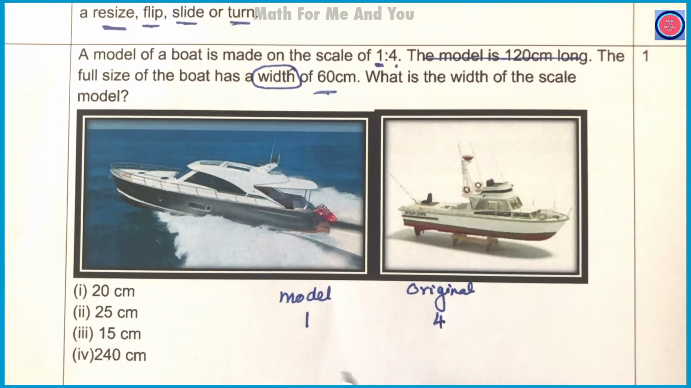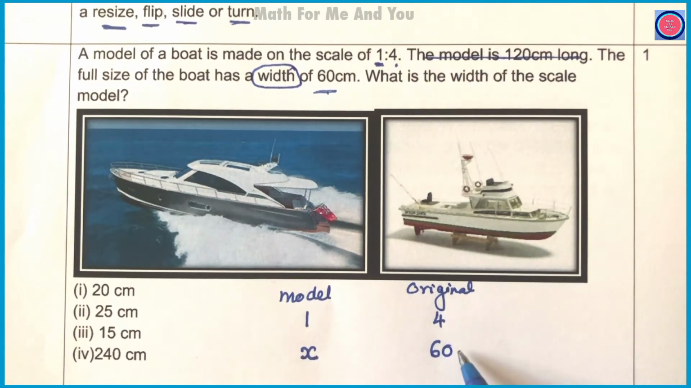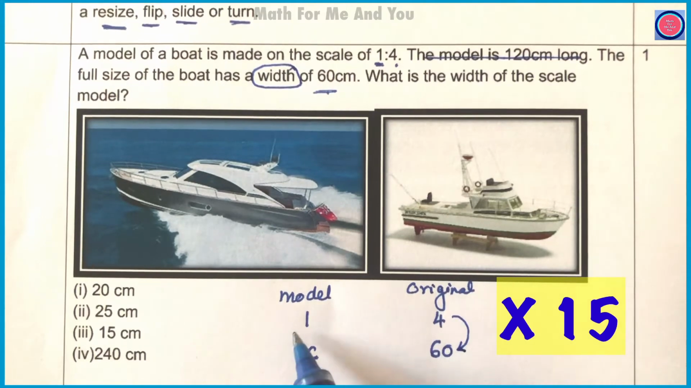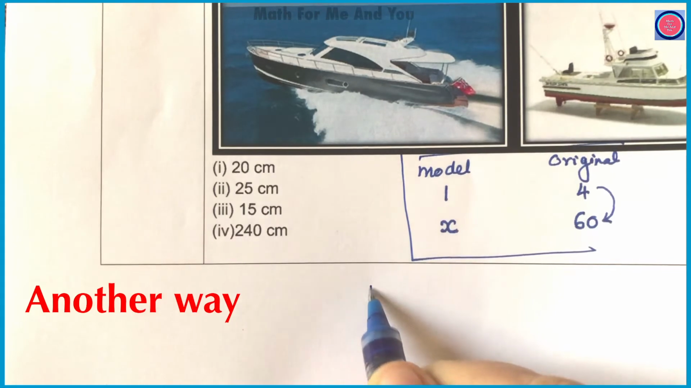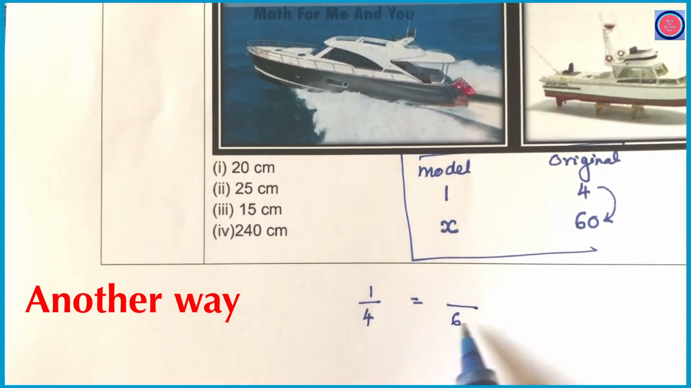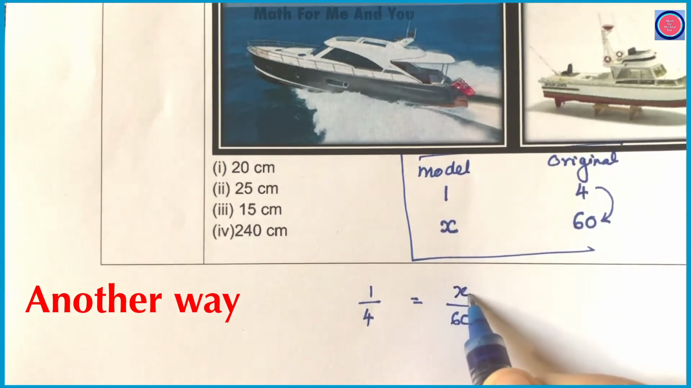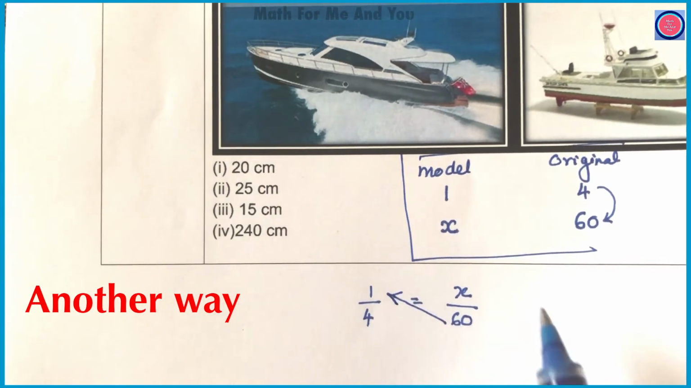We have to find the width of the model, so let it be x. If the width of the original boat is 60 centimeter, how can we find? Directly we can find. See, original 4, the number changes to 60. How? 4 times 15. That means to get x, we have to multiply 1 with 15. So the answer is 15. 1:4 we can write as 1/4, that is equal to x over 60, as 4 changes to 60. Then what is the new value of 1? This way also we can find the value of x. So x means cross multiply. Then 60/4.